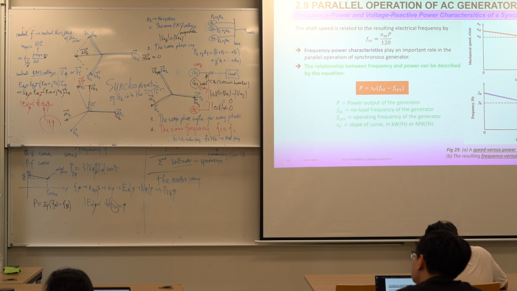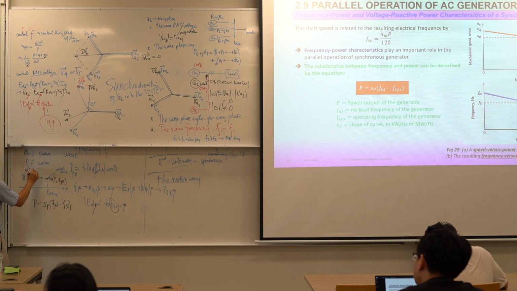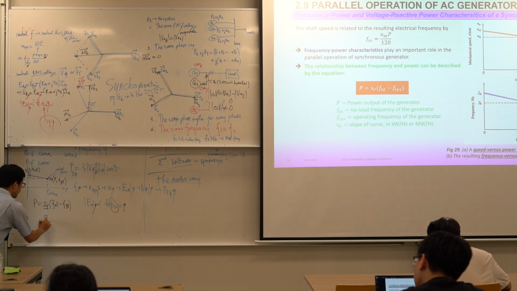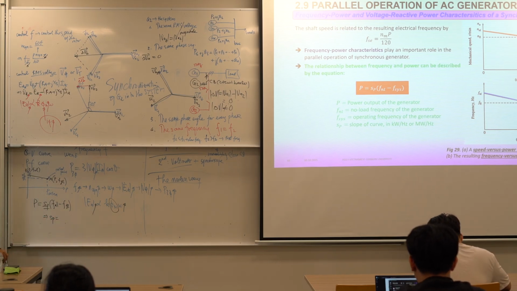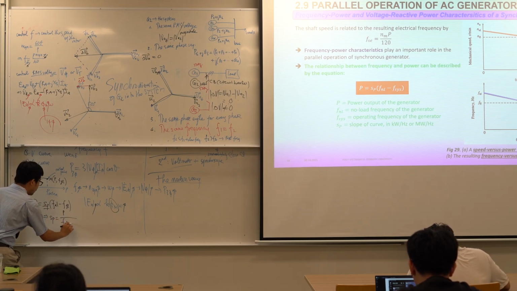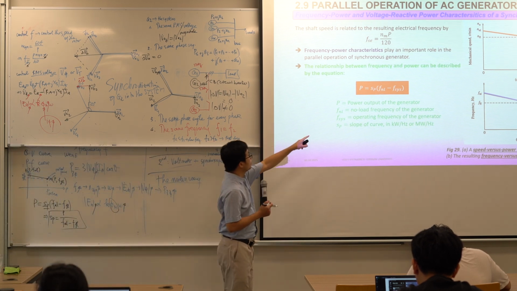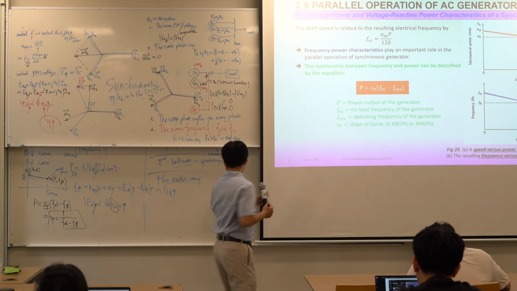Or if we consider this is point A, this is point B, this one is P full load and F full load, this one is 0 and F no load. Everybody knows we can calculate the slope, right? This one minus 0. Anyway, so here we can get S_P is P rated over F no load minus F full load. Or you get the formula here. You understand?